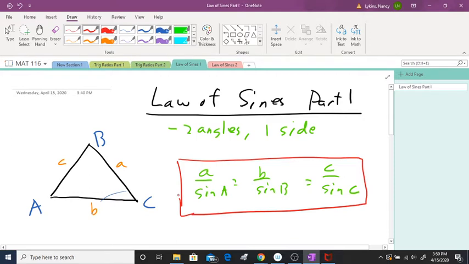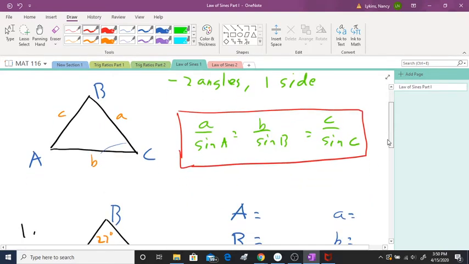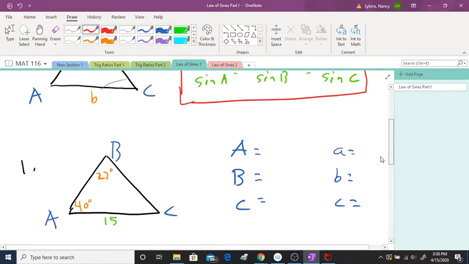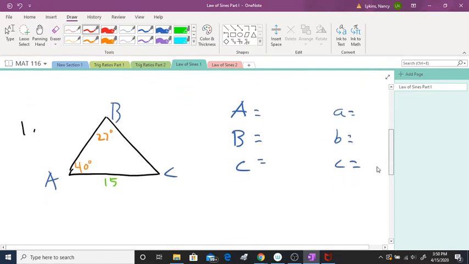Now, what you're going to have to realize is I'm going to have to give you several pieces of information. In this case, I'm going to give you two angles and a side. Then you choose which ratio to use. You're not going to use all three of them. You're going to just use two of them. So you may just use A and C, you may use B and C, or you could use C and A. Just depends on what information I'm giving to you. So what I mean by this is, let's take a look at this number one.